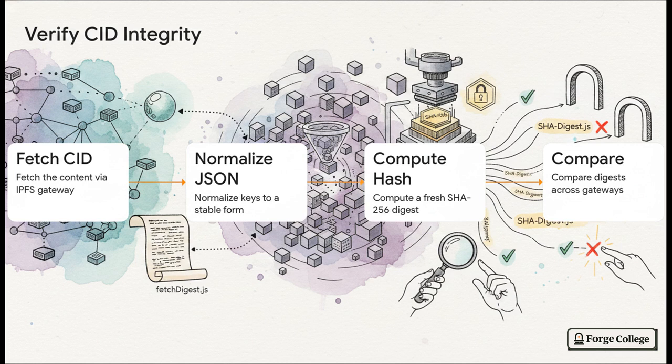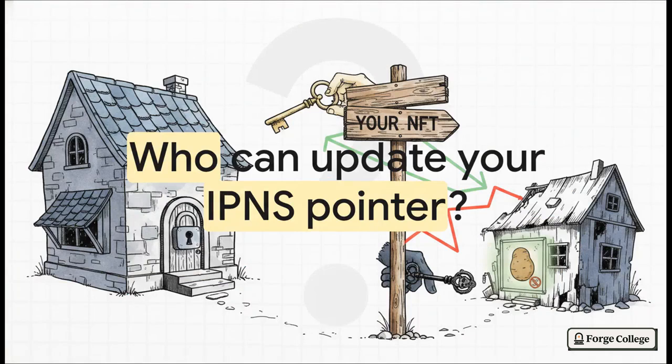Step 1. We fetch the CID via IPFS. Step 2. We normalize the JSON. This is key, because different gateways might add weird whitespace or change the field order, which totally breaks standard hash checks. Step 3. We compute a fresh SHA-256 hash of that normalized data. And finally, Step 4. We compare that digest across different gateways. If the digest mismatches across repeated runs or different nodes, boom, we've caught someone or something tampering with our CID content serialization.